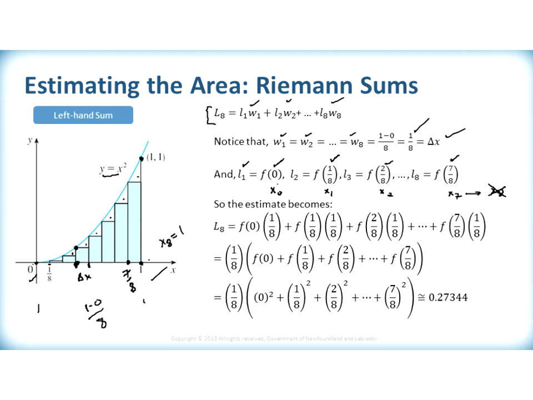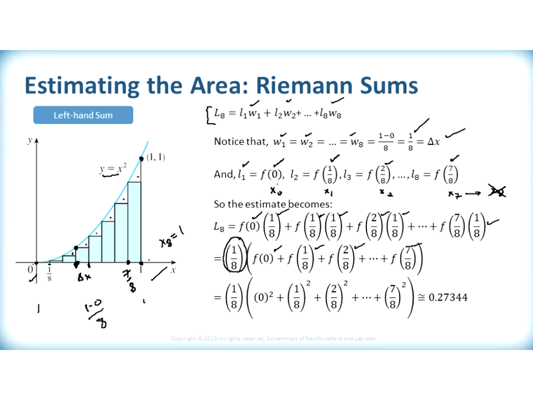All right. So our estimate then becomes the value of the function at 0 times the width, which is 1/8, the value of the function at 1/8 times 1/8, the value of the function at 2/8 times 1/8, etc., all the way to the last one. Notice that they all have the same width. It's a common factor, so I just remove it, and what's left over is just the values of the function added up at all these different places. So I'm going to add up the function values at all of those different places.